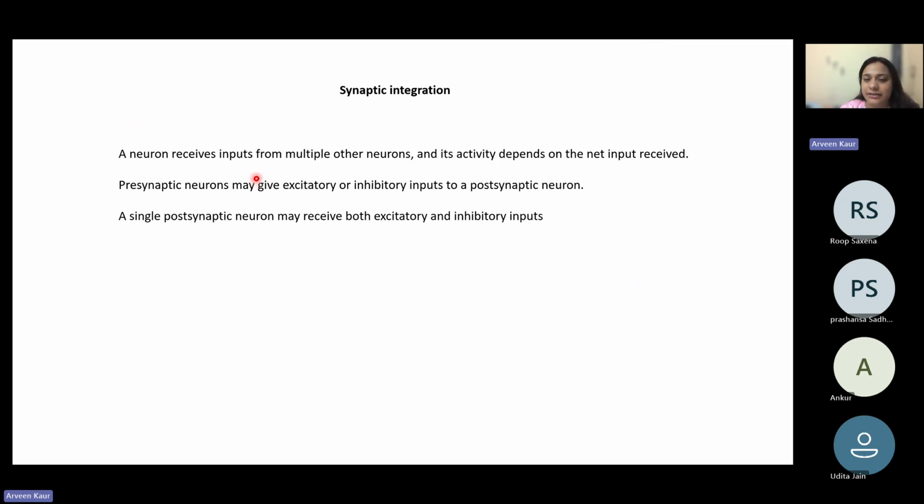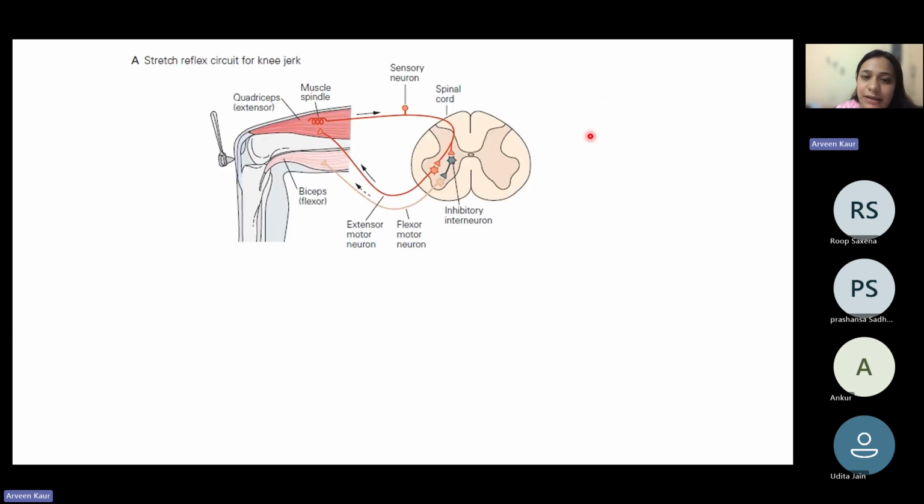Then we talk about synaptic integration, plasticity, etc. These are multiple terms that are also used in the case of pathology. So what is synaptic integration? It is when a neuron receives inputs from multiple other neurons and its activity depends on the net input received. The presynaptic neurons may give excitatory or inhibitory inputs to a postsynaptic neuron, and a single postsynaptic neuron may receive both inhibitory as well as excitatory inputs, right? So that is true. One neuron is not doing one kind of function. It is not giving out just one kind of output, and it is also not receiving only one kind of input, right?